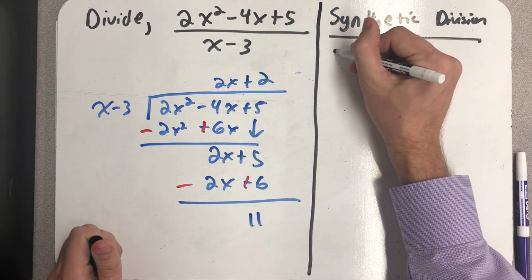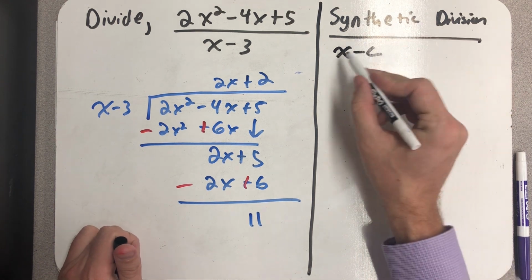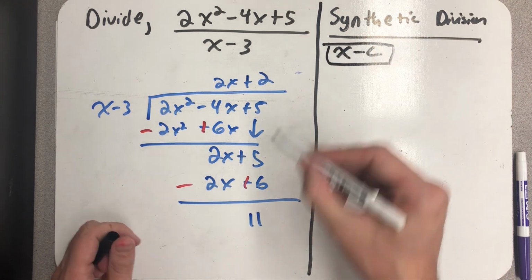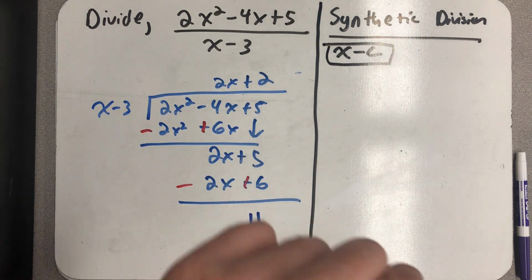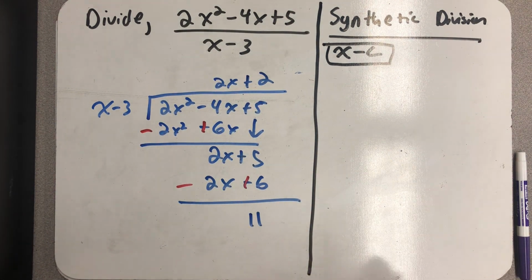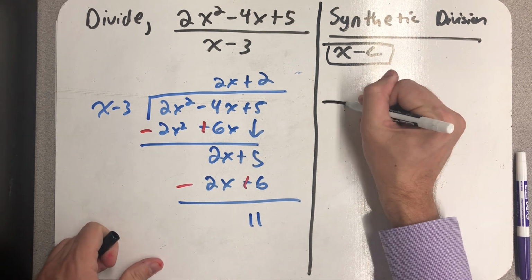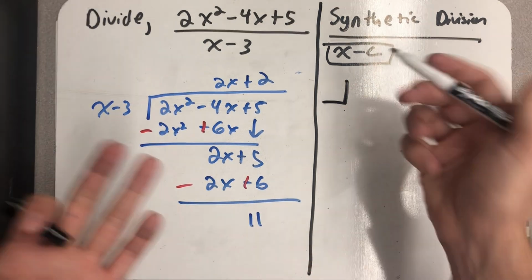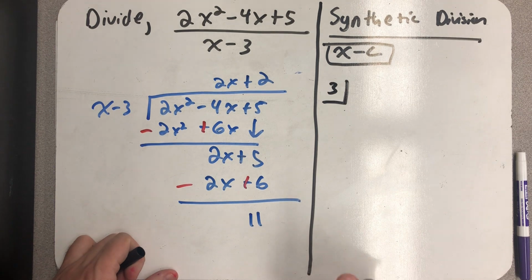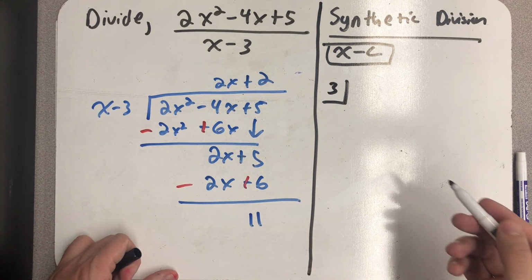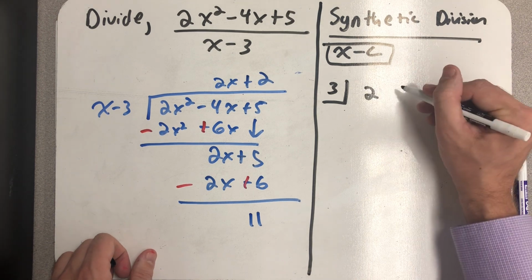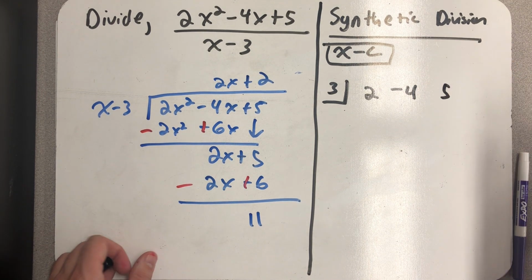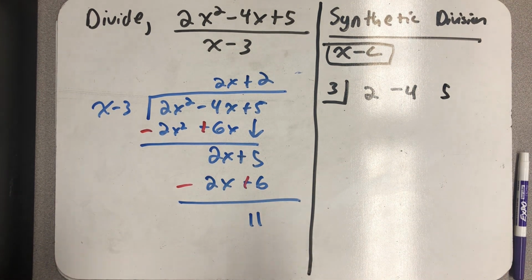Synthetic division only helps me divide things when I'm dividing by something in the format x minus c. Well, that's perfect. I'm dividing by x minus 3, and I see that c is equal to 3. The process starts by writing the value of c in what I like to call the box. Then I write out the coefficients of the numerator, 2, minus 4, 5, using placeholders if I need to. Every power of x needs to be represented.